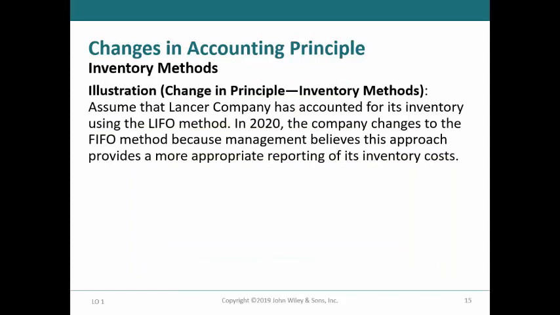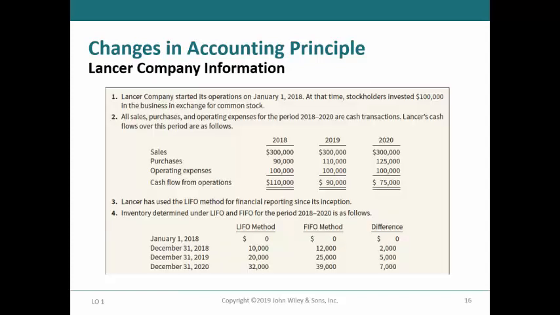To illustrate another change in accounting principle, we will look at Lancer Company, which changed from the LIFO to the FIFO method of inventory in 2020. Management felt that the FIFO inventory method provides more appropriate reporting of inventory cost. Lancer went into business on January 1st, 2018. This slide shows the sales, purchases, operating expenses, and cash flows from operations for 2018 to 2020 for Lancer.